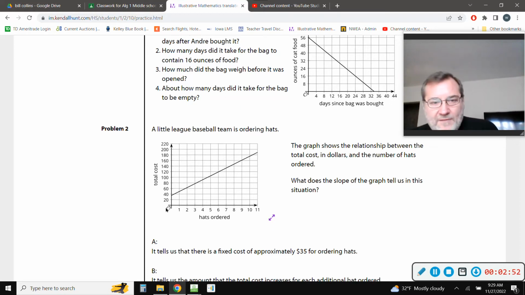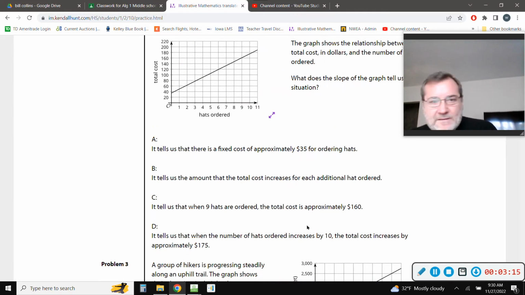If you got 0 hats, then that is your setup cost. Looks like it's maybe about $35 or so, about there. You have to look a little closer on that one. We don't have an equation just yet. All right. So what does the slope of the graph tell us in this situation? Well, let's see. Does it tell us that there's a fixed cost of approximately $35? No, it doesn't tell us that. There's no fixed cost. That would mean the slope is like a slope of 35. So no. It tells us the amount of total cost increases for each additional hat ordered.